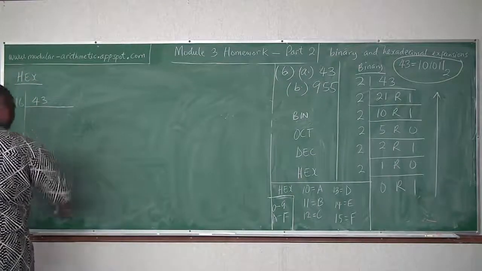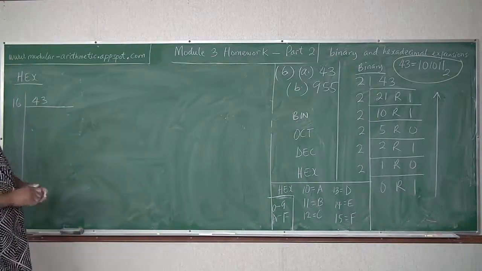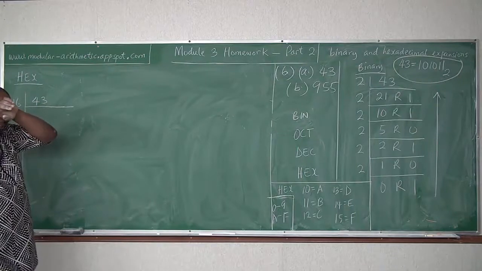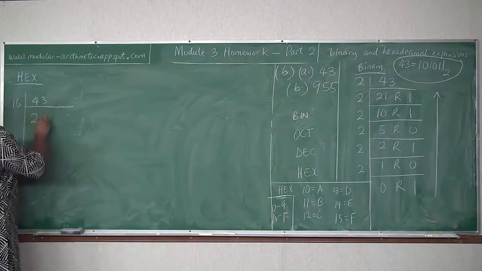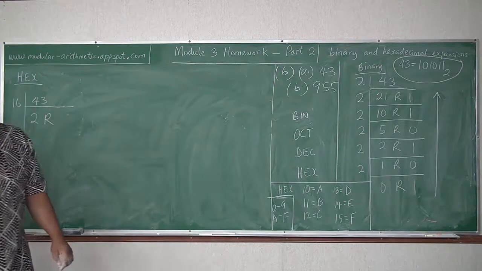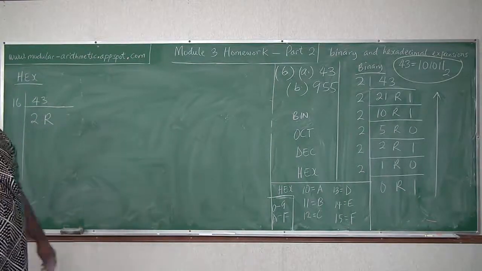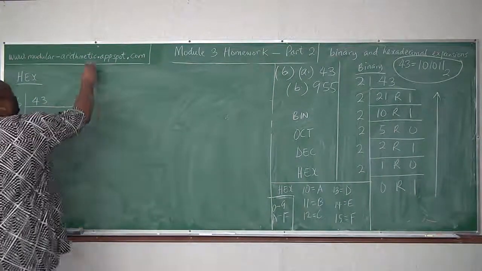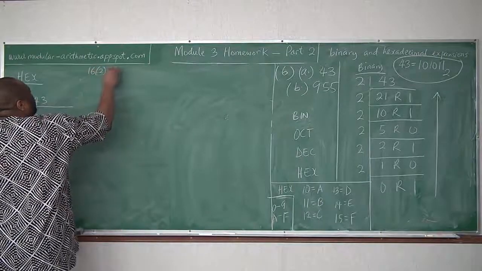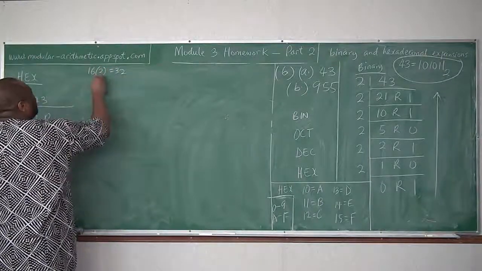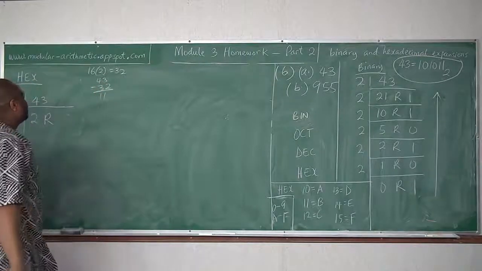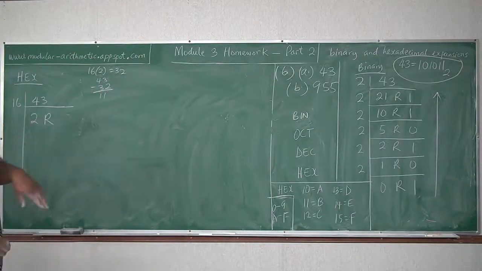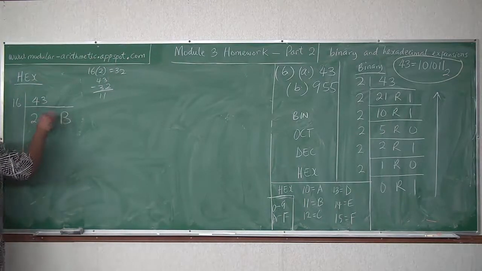Okay. 16 times 2 is 32. Not 30. My bad. I'm so sorry. Remember? It's 32. So you now do 43 minus 32. And that is 11. So 2 remainder 11. 11 is B. Okay?